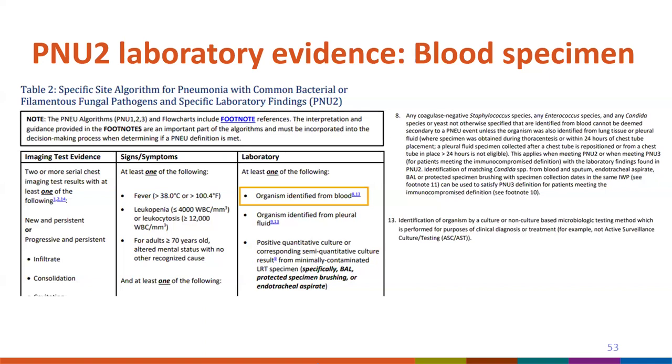As per footnote number 8, the organism exclusions apply. So Enterococcus species, coagulase negative Staphylococcus species, and Candida species and yeast not otherwise specified, identified from blood, cannot be used to meet this laboratory component. And footnote number 13 indicates that for blood specimens, results from both culture and non-culture based testing methods are eligible.